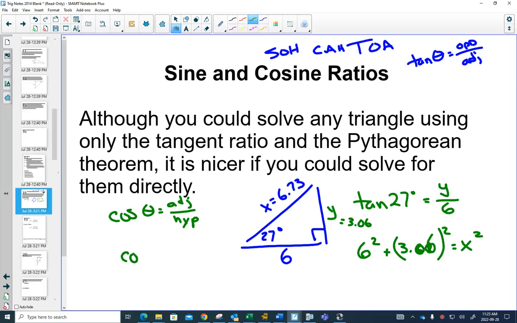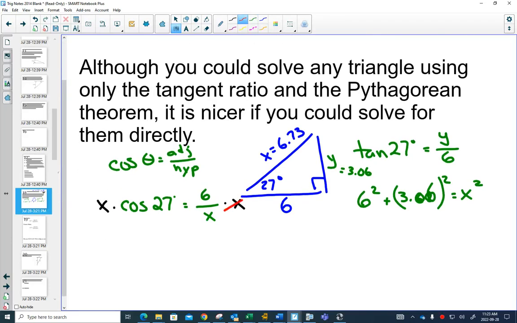So if I wrote that out, my angle was 27. My adjacent side was 6. My hypotenuse is x. Do you remember what we did when we solved for tan when x was on the bottom? We had to first multiply both sides by x to move it off of the bottom. That would simplify it off of the bottom there, but now we would get x times cos of 27 equals 6, and to get x by itself, we would have to divide.